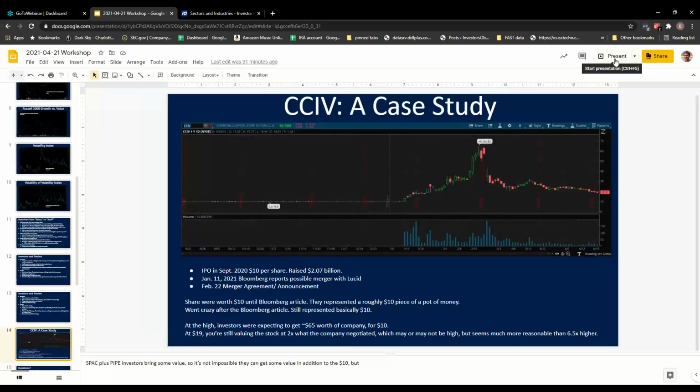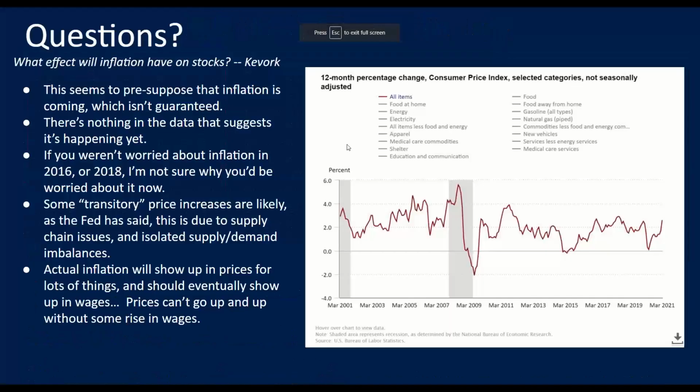All right, so let's go back to the slides here. We got some questions. Instead of doing a bunch of economic commentary, I wrapped most of the hot stuff into a couple of questions that we got here. All right, so what effect will inflation have on stocks? This question and the ones on the next slide came from Kevork.